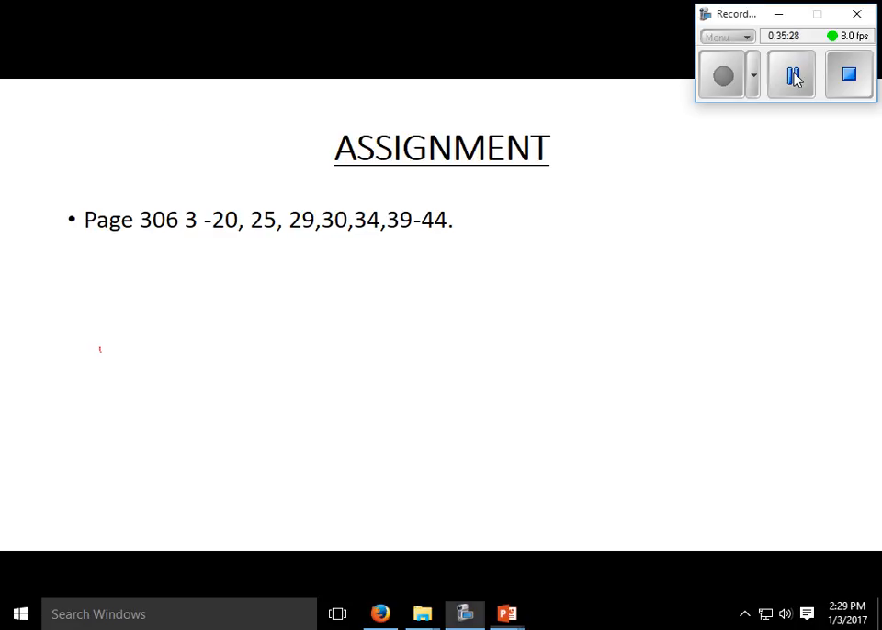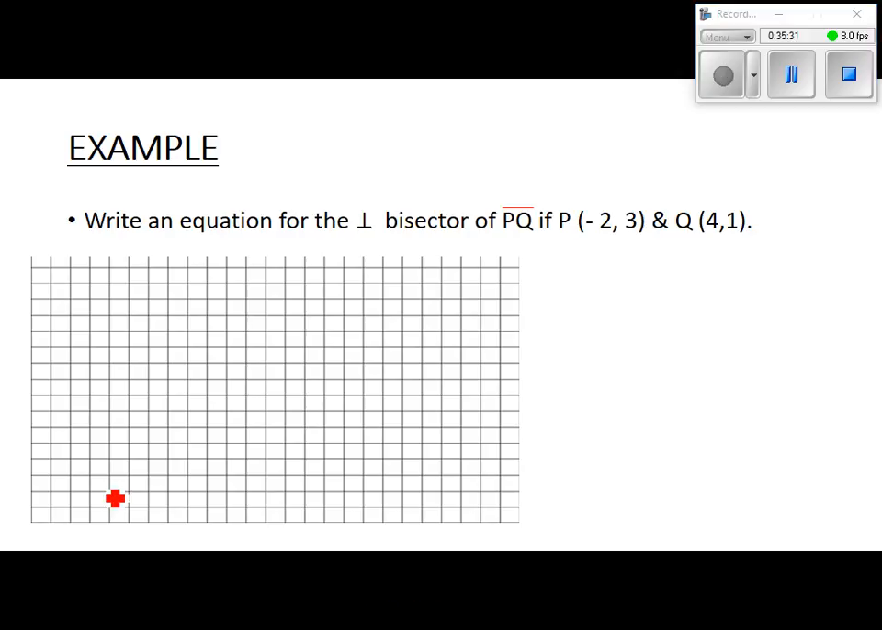I like your backpack. All right, on this example of how to write an equation for a perpendicular bisector of a segment, we're just going to go through those steps. The first thing we're going to do is draw my x-axis and the y-axis. Mine's crooked, but whatever. Then we're going to graph this point. The point -2, 3, that's P. And 4, 1, that's Q.